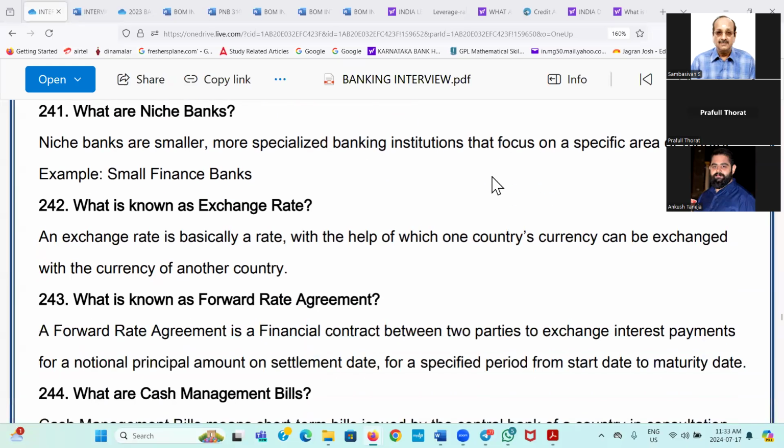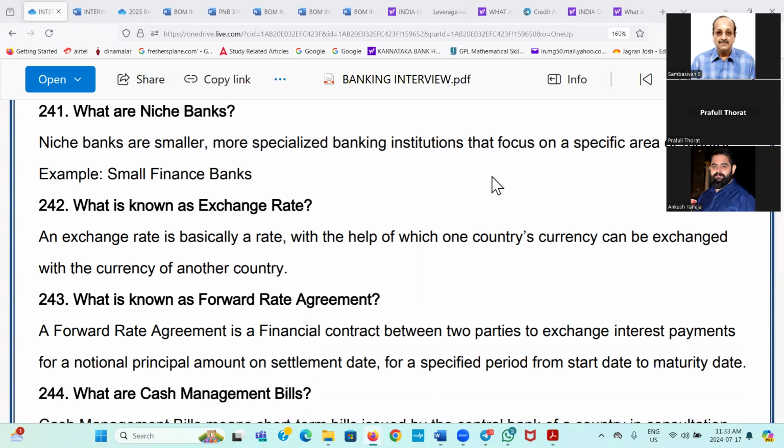Mr. Praful, please read from 241 to 260. Continue quickly. Okay, sir. What is niche bank? No, no, banks but smaller. You must read the question number. Yes, yes. 241. What are niche banks?